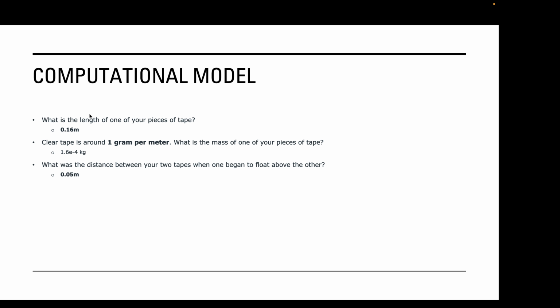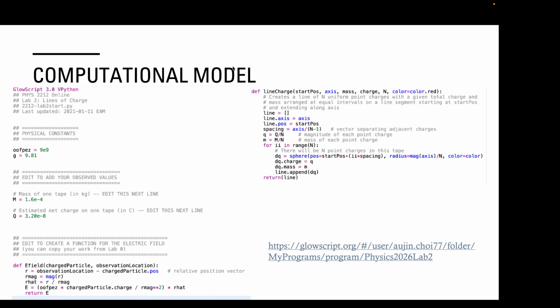Computational model: the length of a tape was 0.16 meters, the mass was 1.6e-4 kilograms, and the distance between them at which it starts to be affected was 0.05 meters. Here for the computational model, we have our constants: mass, which is 1.6e-4 kilograms, and charge, which will be discussed later on.